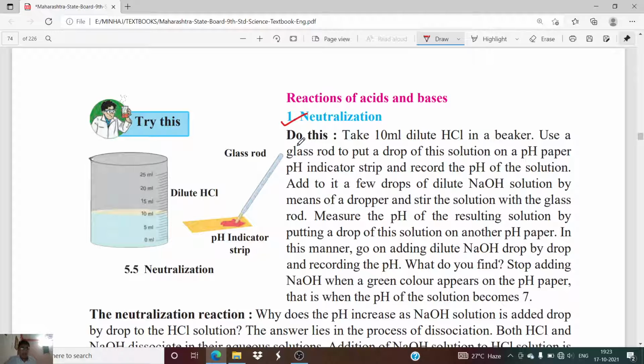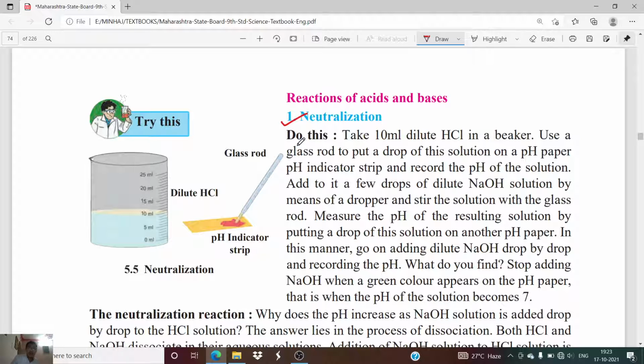We will do this again and again. We will drop NaOH solution in the beaker and then again we will measure the pH value and so on. Stop adding NaOH when a green color appears on the pH paper, that is, when the pH of the solution becomes 7. We will do this till the pH value is 7 for the solution.